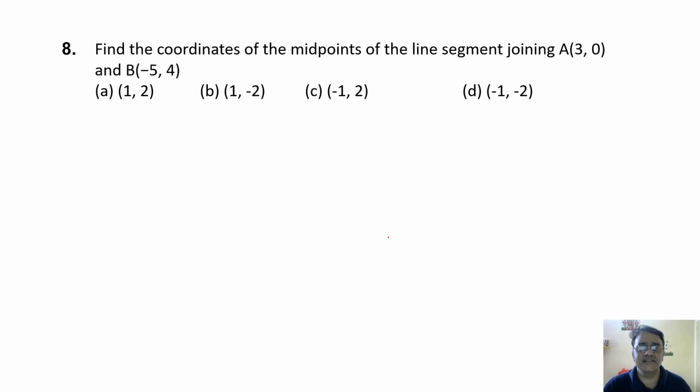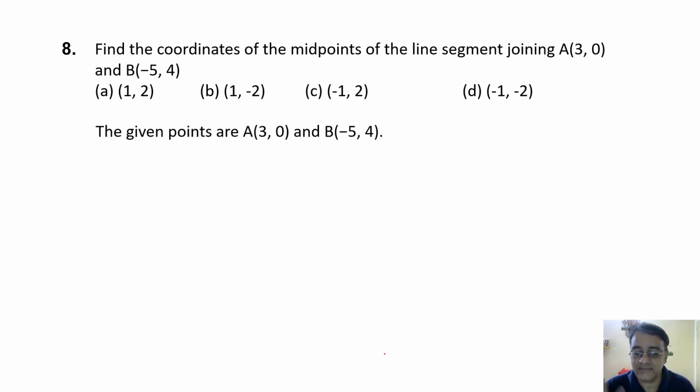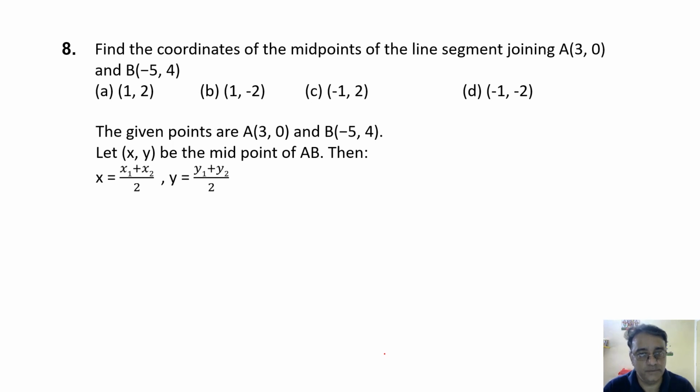Find the coordinates of the midpoint of the line segment joining A (3, 0) and B (minus 5, 4). So just now I told you the midpoint formula, that is x is equals to (x1 plus x2) by 2 and y is equals to (y1 plus y2) by 2. So we'll substitute the values of x1, y1. This is x1, y1 and this is x2, y2. So (x1 plus x2) by 2 means (3 plus minus 5) by 2, and (y1 plus y2) by 2 means (0 plus 4) by 2.